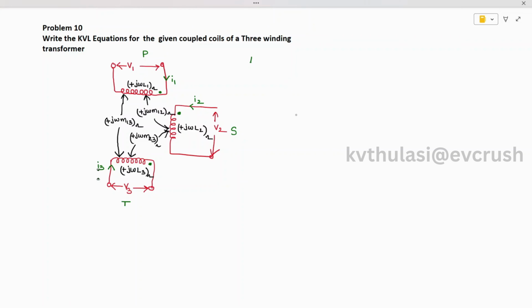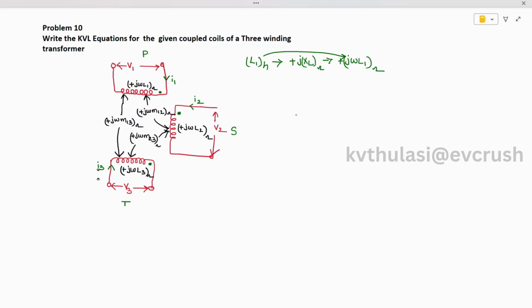L is given in henry, but they are already transformed into ohms. This I can write as plus j XL ohms, where XL is omega L, so plus j omega L1 ohms. This is given in the problem. The problem framer has given it exactly to make us write down the equations simply, so the given henry has been directly converted to ohms. Let's try to write down the equations.